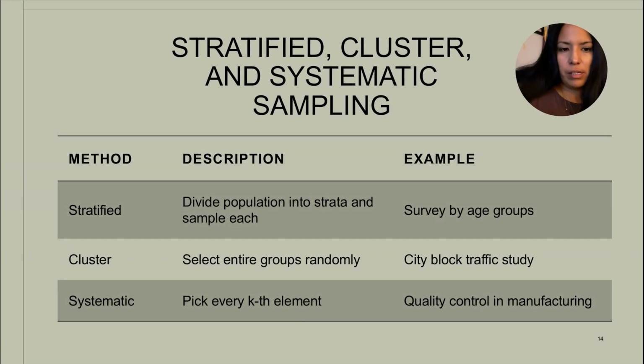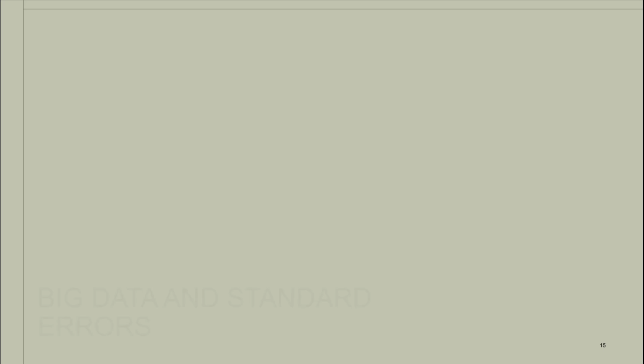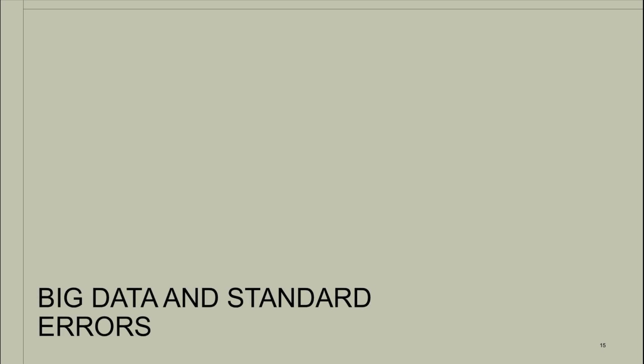Other sampling methods. I have included 3 sampling methods here. One is the stratified. An example would be surveys by age groups. The second is the cluster. An example would be a city block traffic study. Third is the systematic, and an example of that would be quality control in manufacturing.